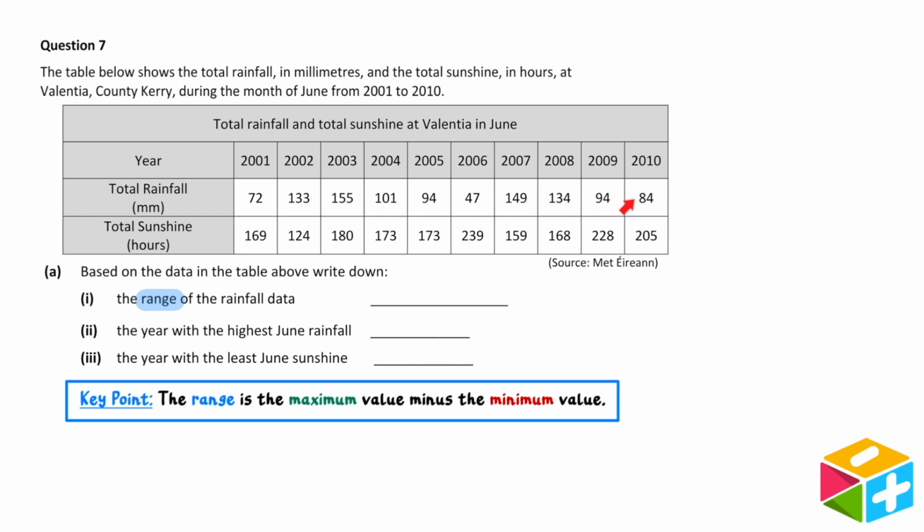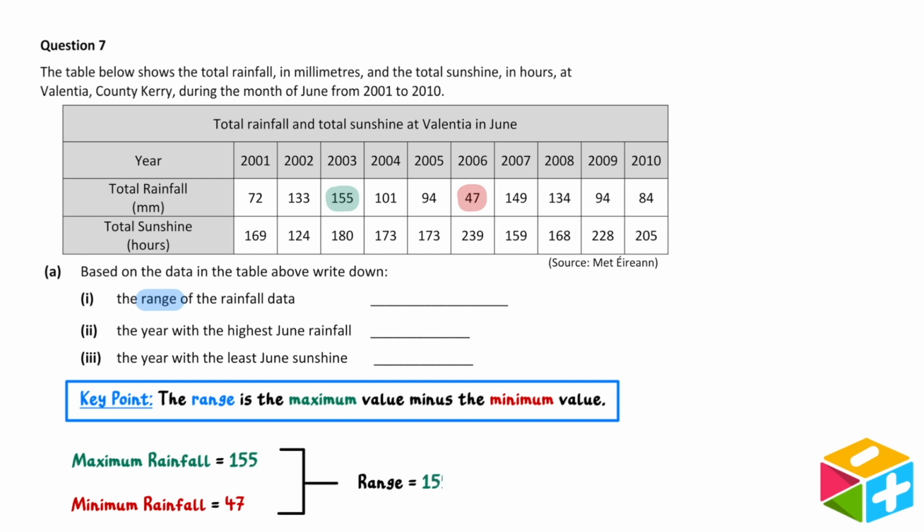Scanning through the rainfall data, the largest number we see is 155. So this is our maximum rainfall. The smallest number we see is 47. So the minimum rainfall is 47.